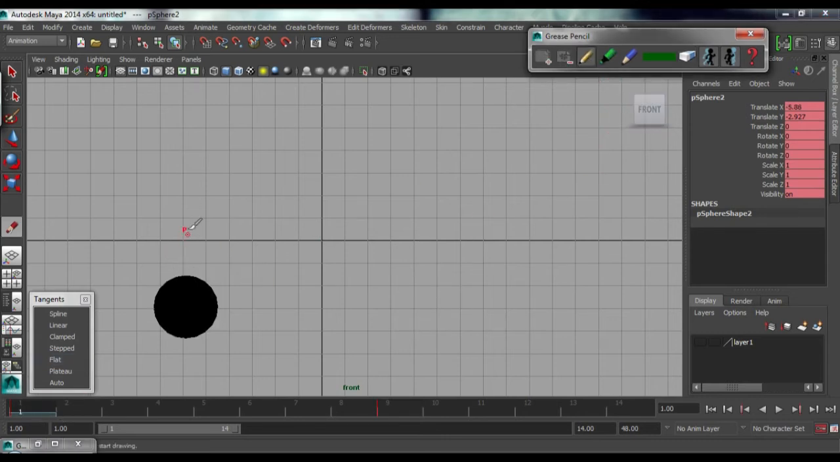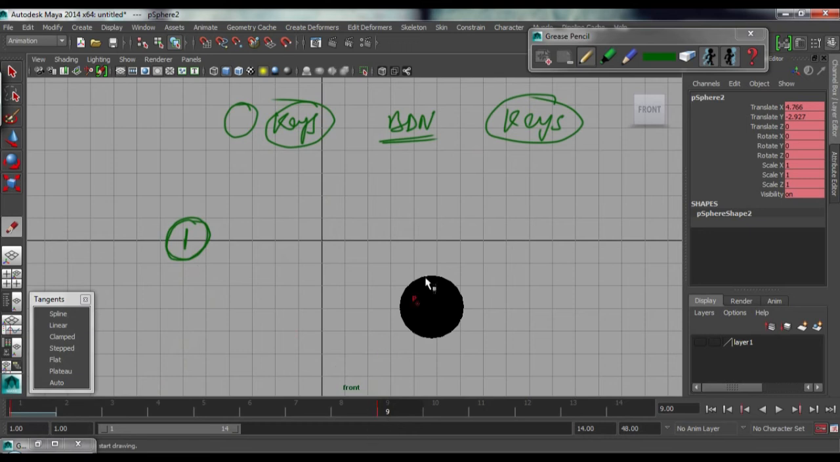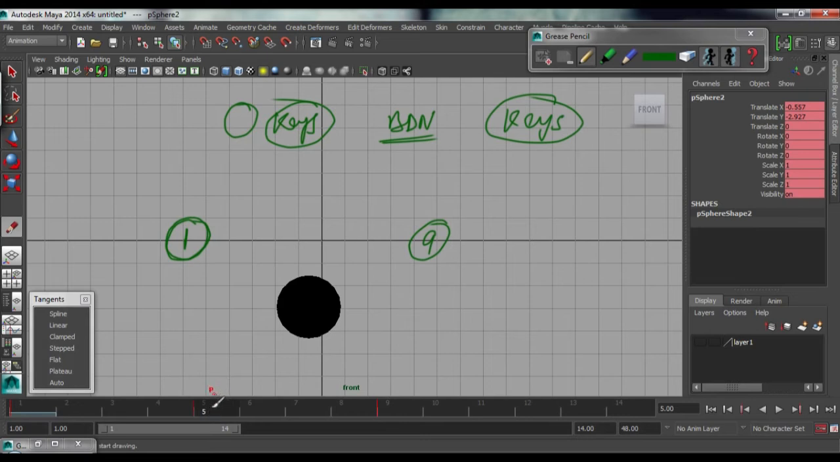This is a key, it's frame 1, and we circle the keys. Circle the keys, underline the breakdowns. Always circle the keys, breakdowns you underline. No need to do anything at extremes. From 1 to 9, frame 9, these are the keys. Let's put 5 in the middle, it will be a breakdown.